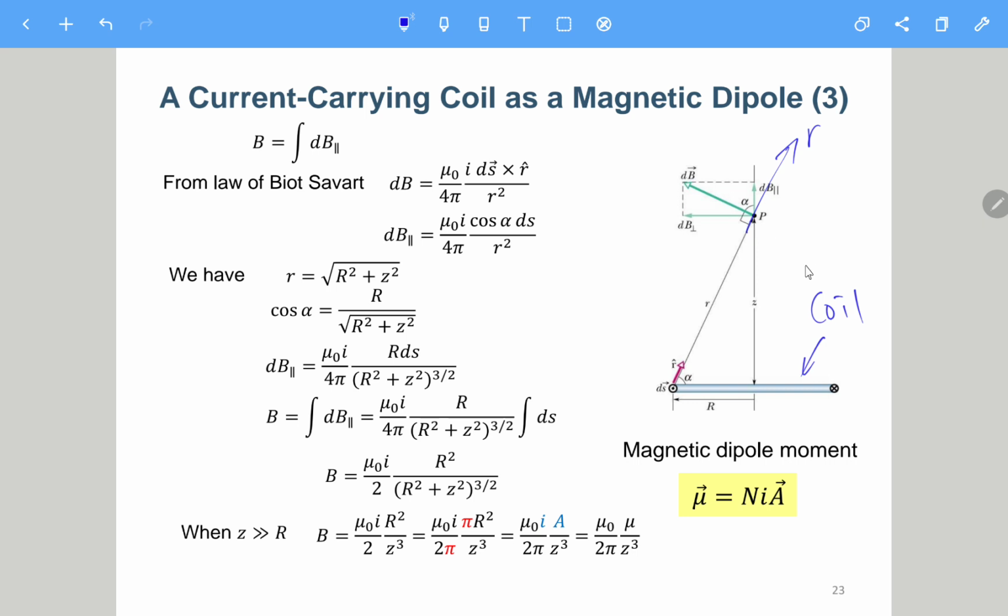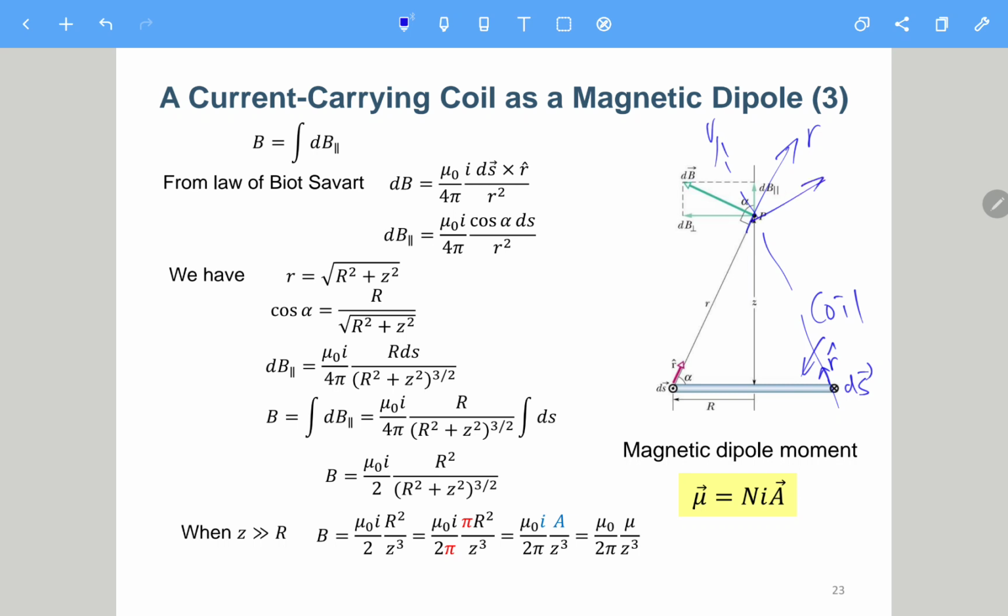Also, we can see that this is ds. ds is pointing into the page, and for this one, r is in this direction. This is r for this ds. Using the right hand rule, ds cross r, so dB points to that side.